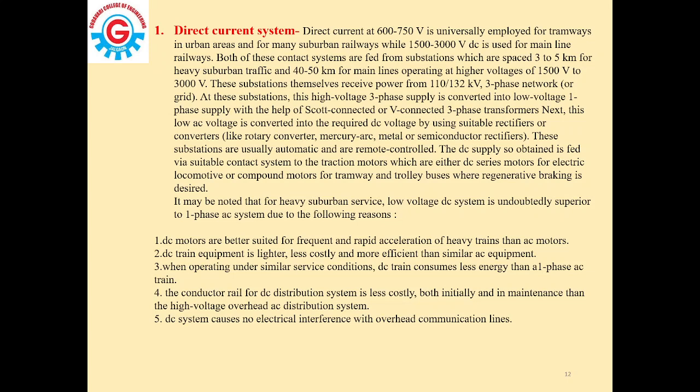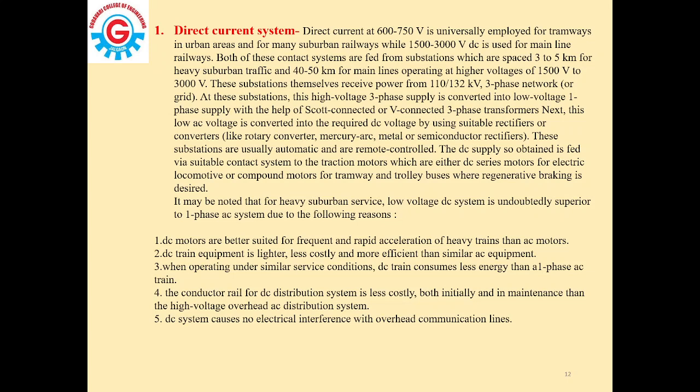Direct current at 600 to 750 volt is universally employed for tramways in urban areas, and for mainline services the voltage range of 1500 to 3000 volt DC is used. Both of these contact systems are fed from substations, which are spaced 3 to 5 km apart for heavy suburban traffic, and 40 to 50 km apart for mainline services at the higher voltages of 1500 to 3000 volt.